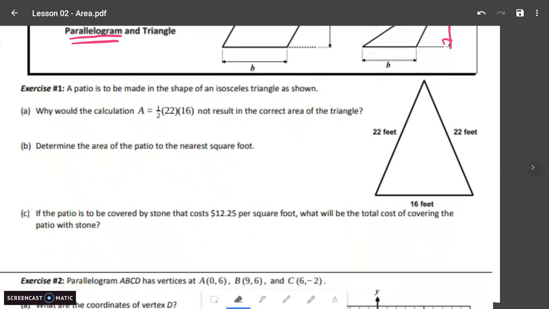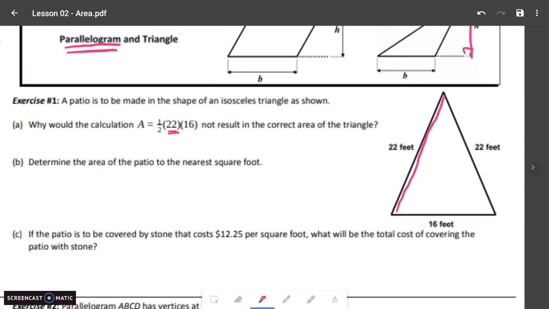So in exercise 1, we have a patio is to be made in the shape of an isosceles triangle as shown. Why would the calculation A equals 1/2 times 22 times 16 not result in the correct area of the triangle? Well, just like I was talking to you about a second ago, the 22, if I look at it, that's not a height. The 22 is slanted, right? You're never going to get your height taken from a doctor when you're leaning. You always have to make your height a nice right angle. So 22 is not the height.